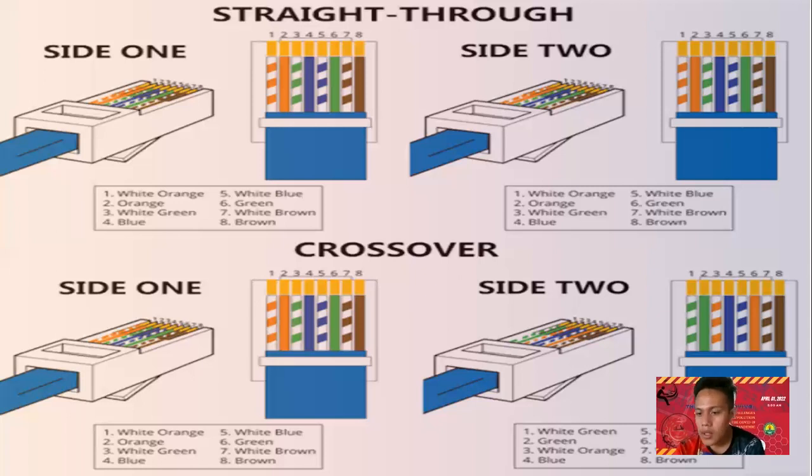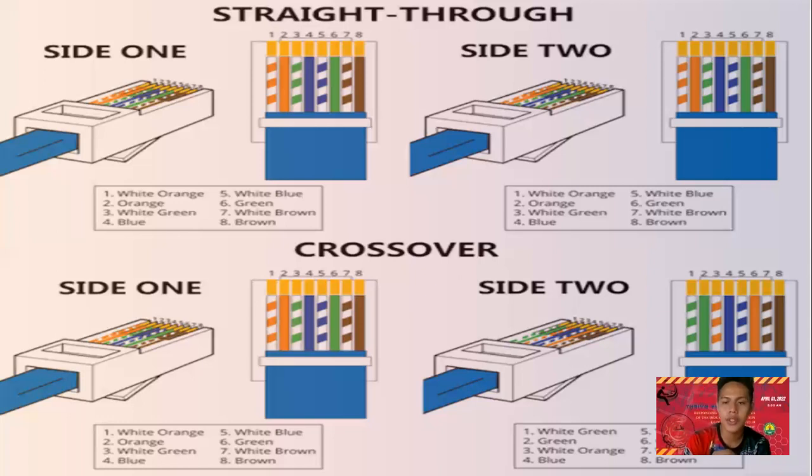So let's deal with the other one, the crossover. As you can see, I created a straight through connection for this part, the one side, and the other side is, let's move on, white-green, green, white-orange, blue, white-blue, orange, white-brown, brown.